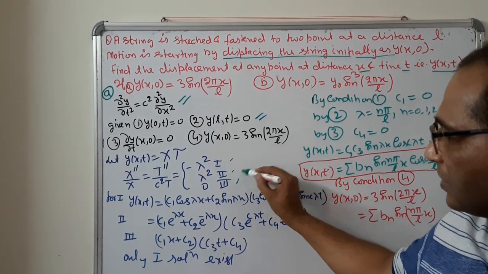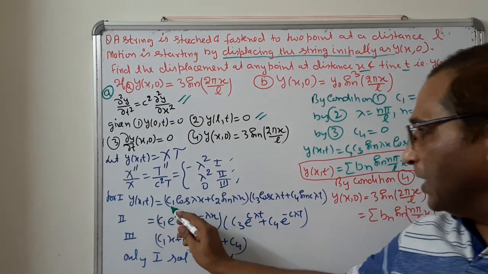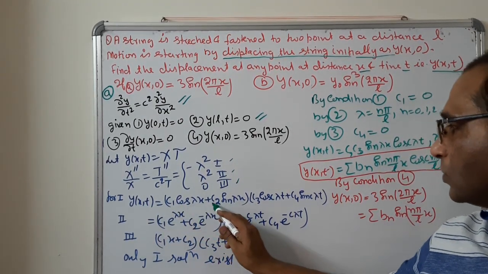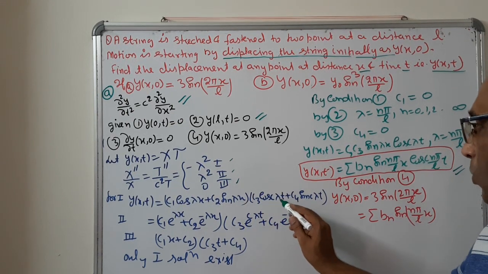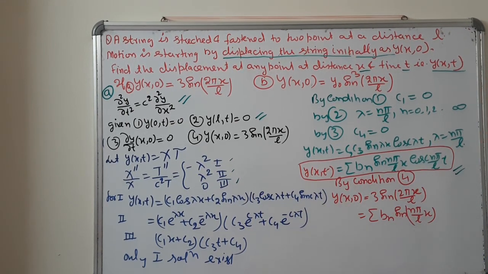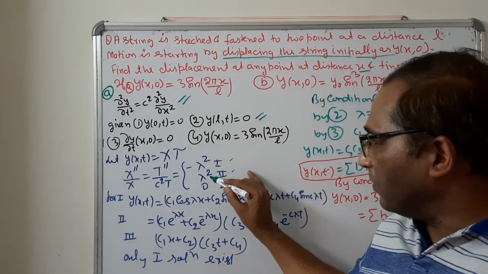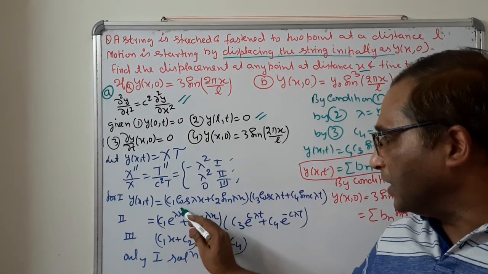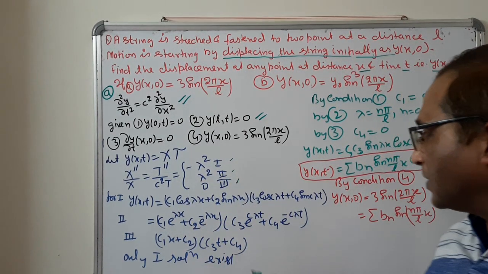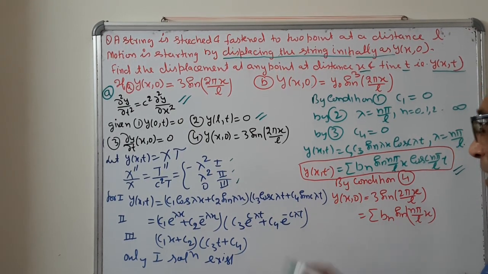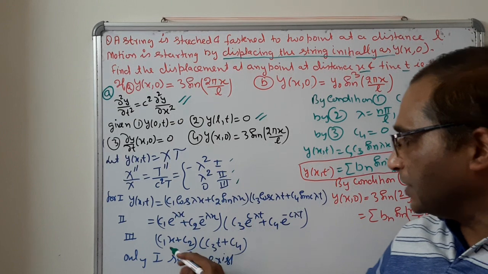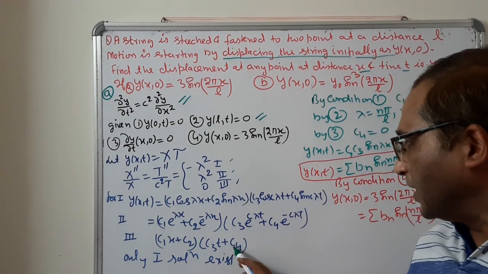First, second, third. The first solution will be y of x,t equal to (c1 cos lambda x plus c2 sin lambda x) times (c3 cos c lambda t plus c4 sin c lambda t). In the second case, when we take lambda square, we get (c1 e to the power lambda x plus c2 e to the power minus lambda x) times (c3 e to the power c lambda t plus c4 e to the power minus c lambda t). In the third case, (c1 x plus c2) times (c3 t plus c4).